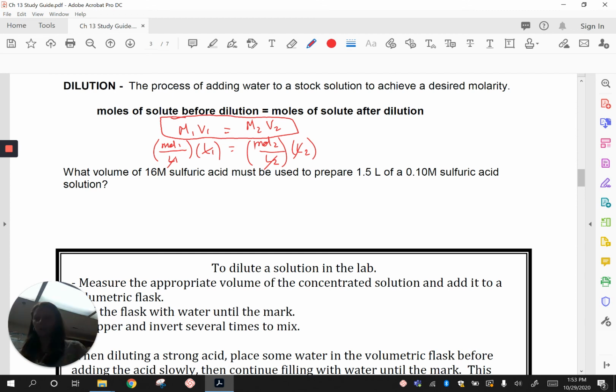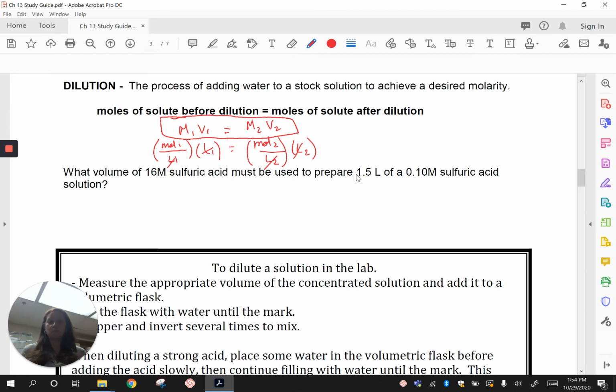Let's practice a mathematical problem. It says, what volume of 16 molar sulfuric acid must be used to prepare 1.5 liters of 0.1 molar sulfuric acid solution? So I do problems like this all the time when I'm prepping labs for you. A lot of times when we buy our acids, they are really concentrated. That way we don't have to pay for a lot of water for shipping. And so we have to dilute it, but we don't want to dilute the whole 4-gallon container or something like that. We just want to dilute enough for our labs.